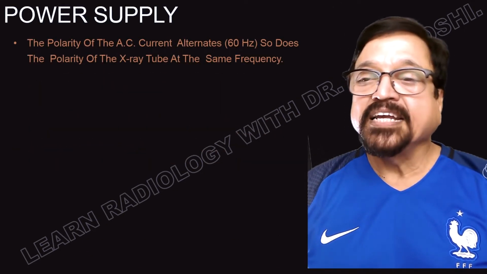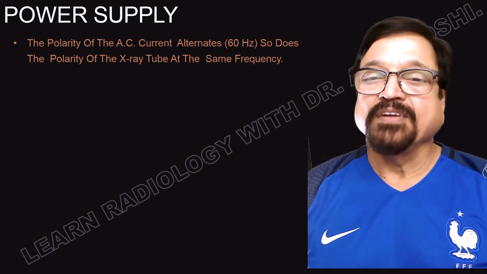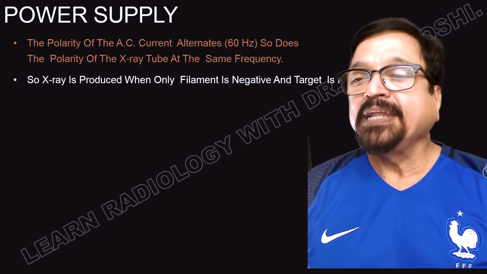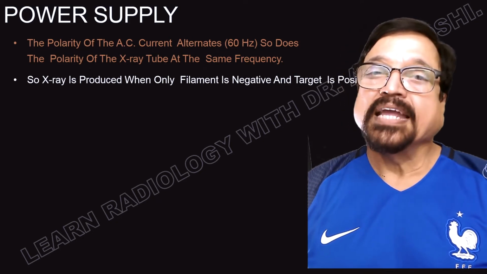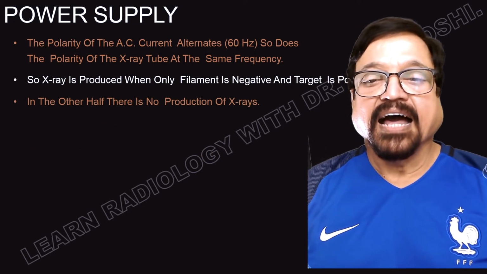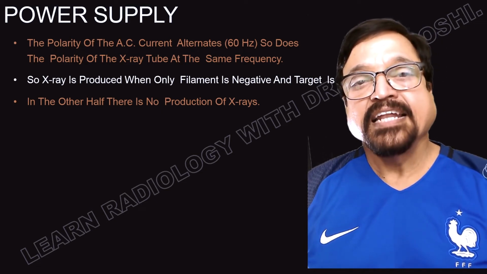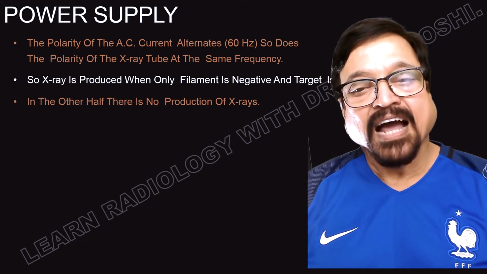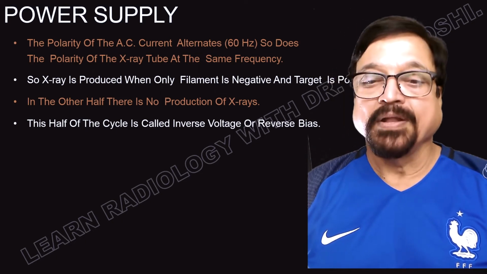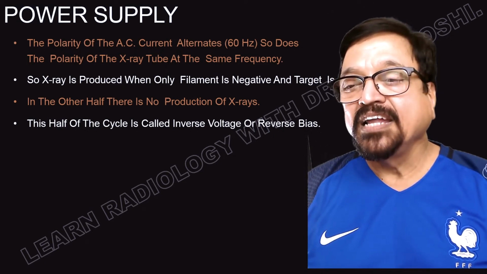Now the polarity of AC current alternates, and so does the polarity of the X-ray tube at the same frequency. X-ray is produced only when the filament is negative and the target is positive. Again, this diode or rectification we are going to see in some other lecture. In the other half there is no production of X-rays. If it is half-wave rectification, you get alternate halves which give the X-rays, and if you want continuous, then you will have to go for full wave rectification. Rectifiers will tell you how this is done. This half of the cycle is called inverse voltage or reverse bias.